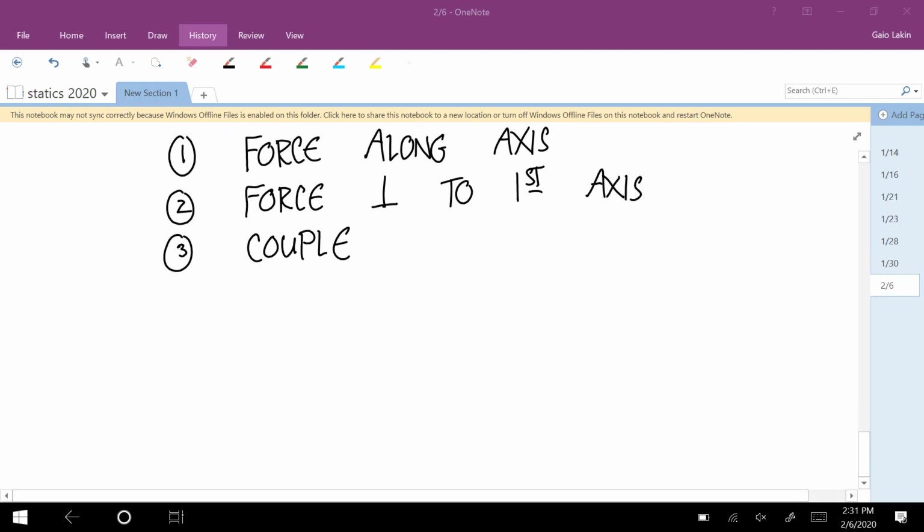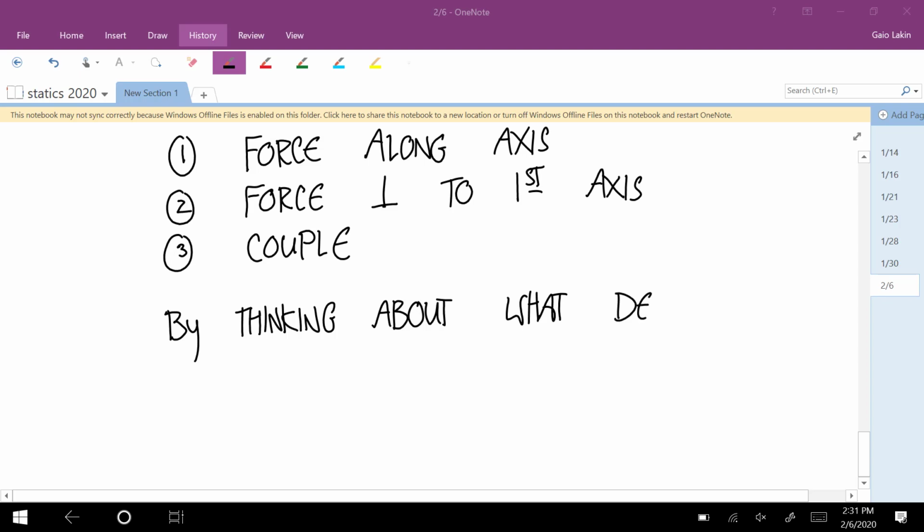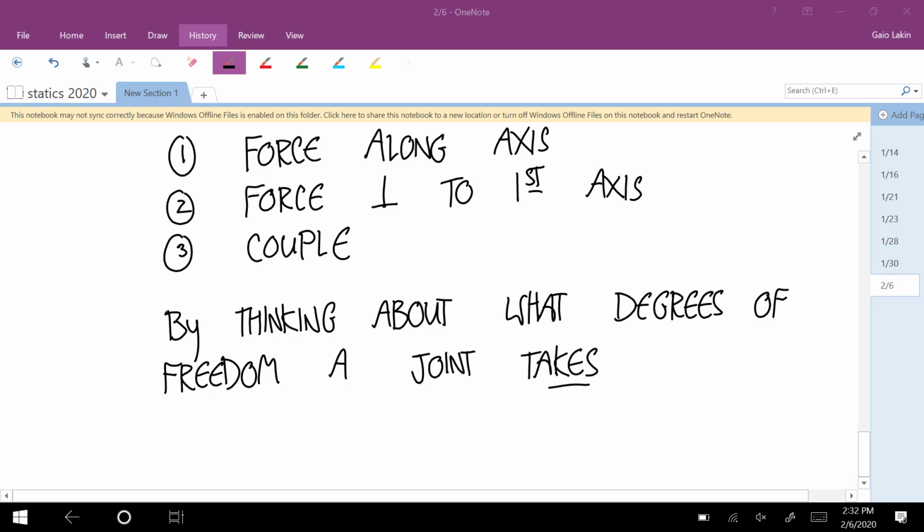And so by thinking about what degrees of freedom a joint takes away, you can figure out what loads are applied by that joint.